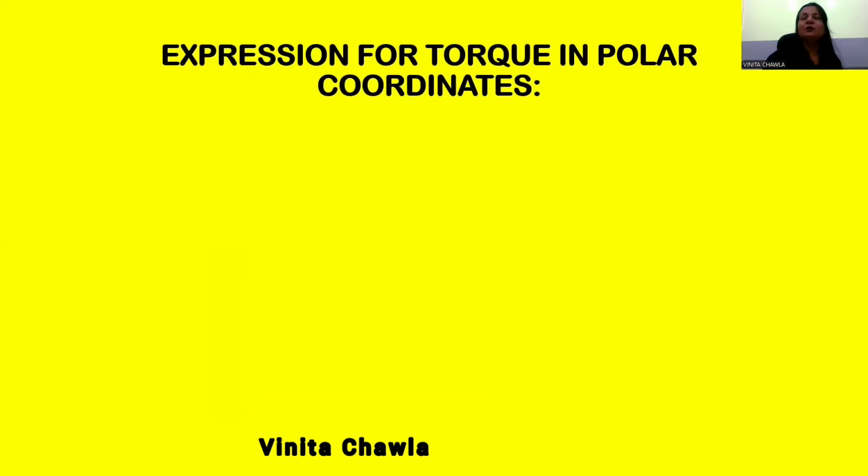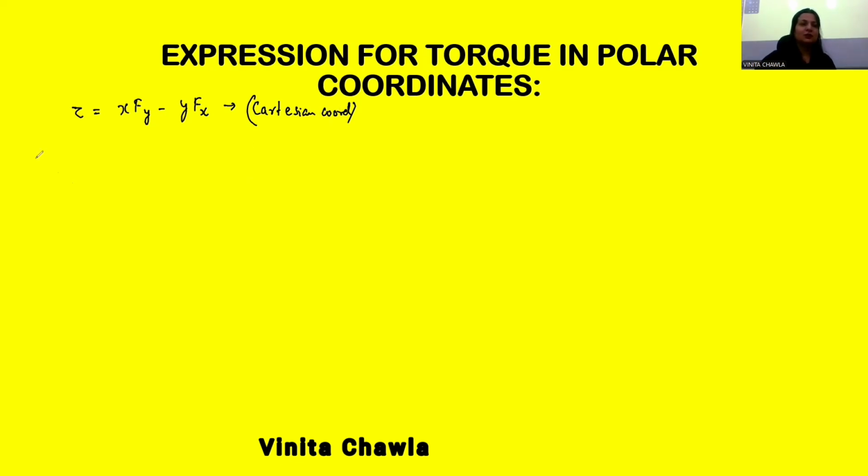ठीक है, अभी हमने जो लास्ट डेरिवेशन किया है, उसमें हमने जो टॉर्क के कोऑर्डिनेट्स फाइंड किए हैं वो किसमें किया? कार्टेशियन कोऑर्डिनेट्स. How do we write torque in Cartesian coordinates? In Cartesian coordinates, we write torque as x F y minus y F x. This is the expression for torque in Cartesian coordinates. Now we have to write the expression for torque in polar coordinates.